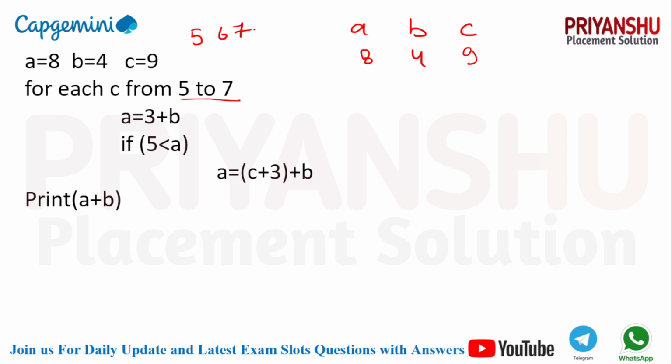Okay, let's see. So a equal to 3 plus b. So guys, a equal to 3 plus b, for c equal to 5. Not 9, now it's 5. So a equal to 3 plus b means 7. Now 5 is less than 7, the condition is true. a equal to c plus b, b means 9, 9 plus 3, 12. Clear? Again the loop is executed for 6.